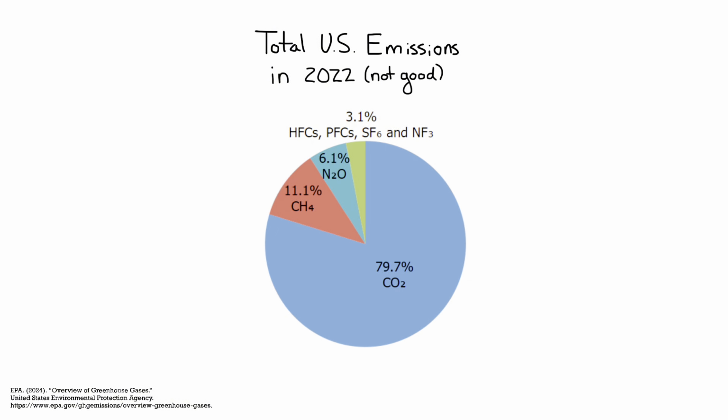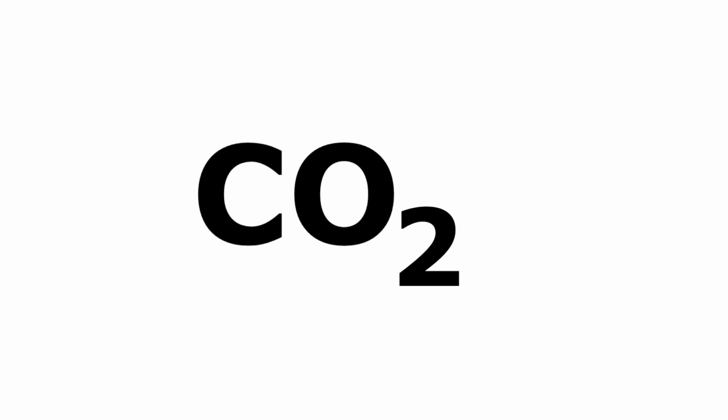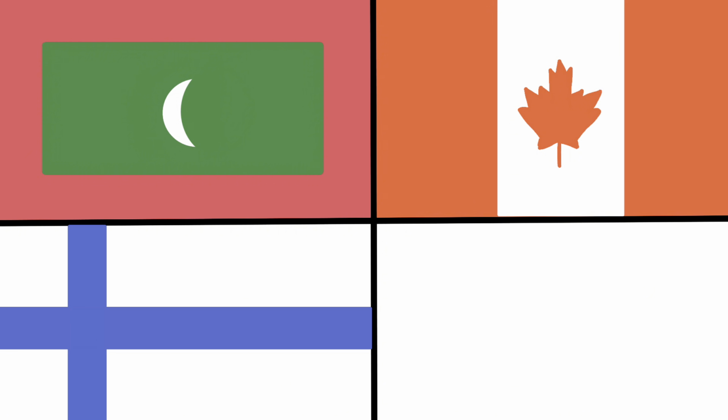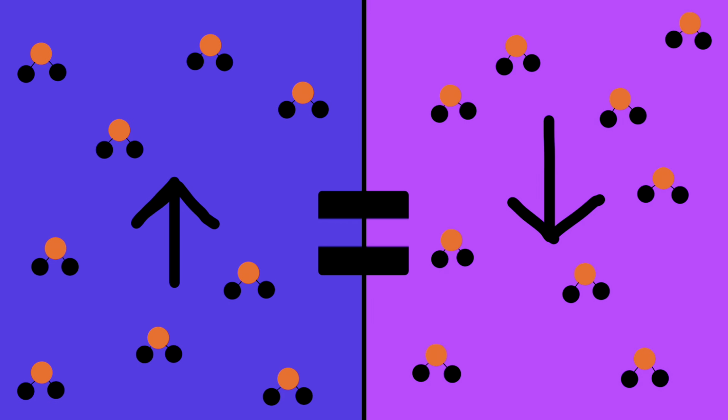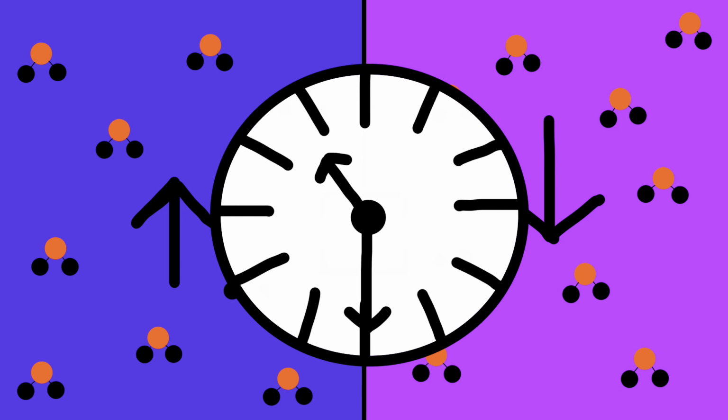In fact, carbon dioxide is by far the most overrepresented greenhouse gas in the atmosphere. Of course, other excess gases in the atmosphere also pose an issue, but excess carbon dioxide by far contributes the most to climate change. Because it's such a prominent issue, a lot of countries are now focusing on reducing their carbon emissions. The Maldives, Canada, Finland, South Korea, and others all have laws in place to reach net zero emissions, which is balancing carbon emissions processes with carbon absorption processes, by a certain time.